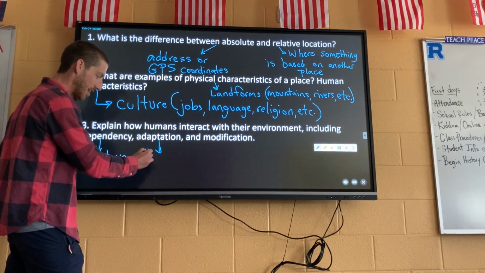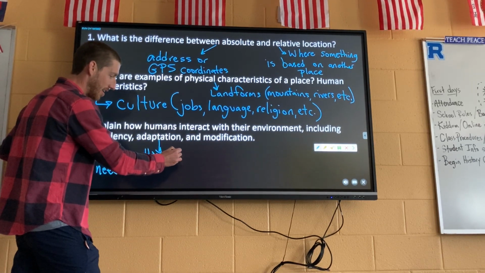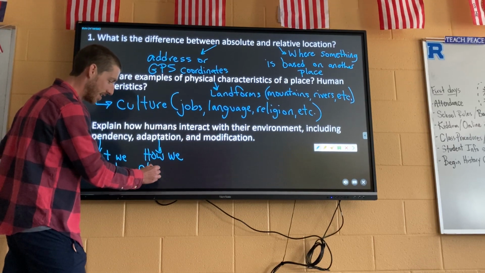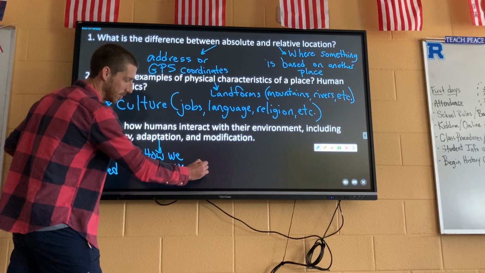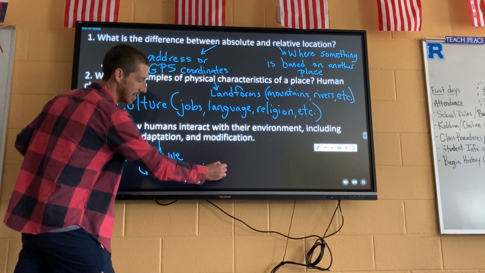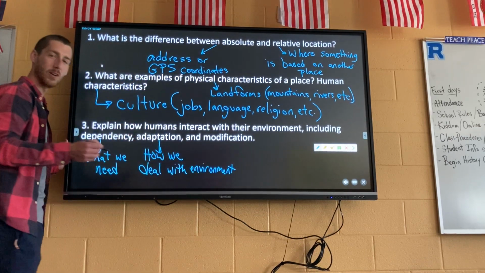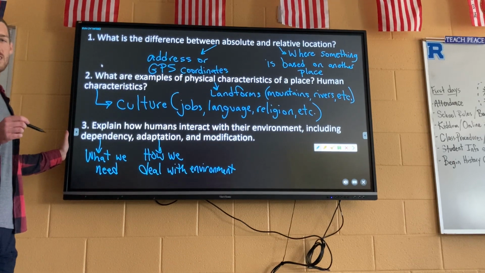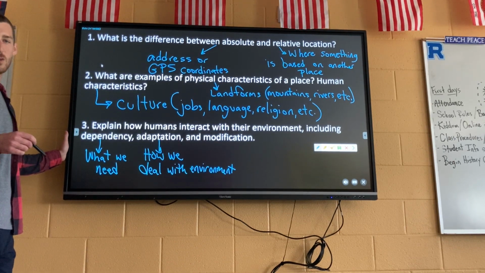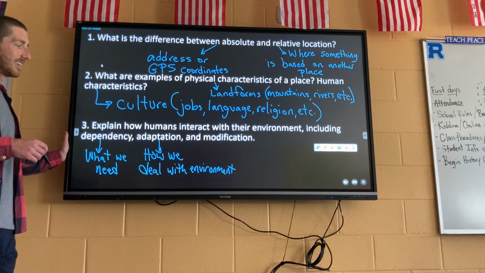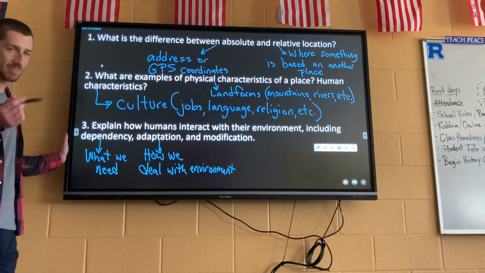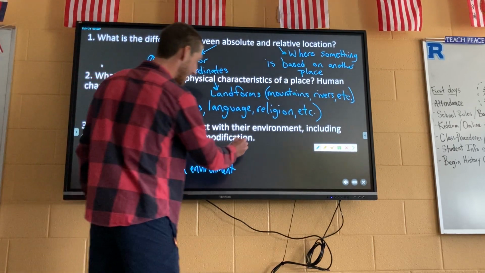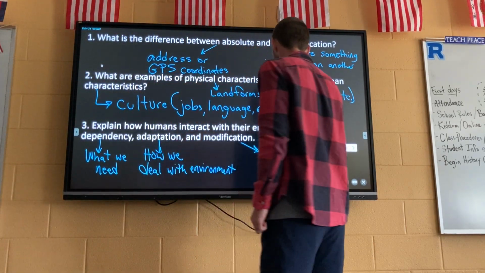Adaptation, how we deal with the environment. So if it's cold, like say you live in Alaska, you're going to wear a jacket more often than someone who lives in Hawaii because it's colder in Alaska than Hawaii, okay? Just like in Hawaii, they're going to wear shorts more often than people in Alaska, right? That's simple. And modification, how we change the environment.